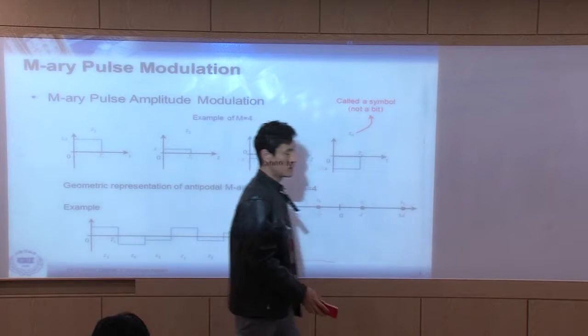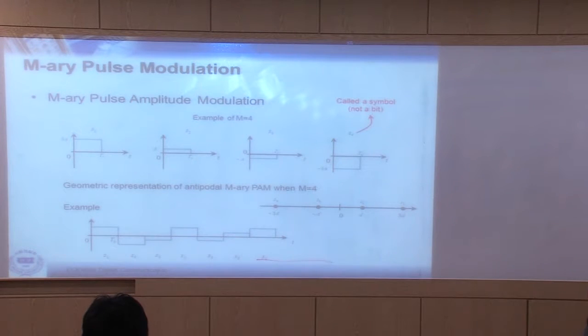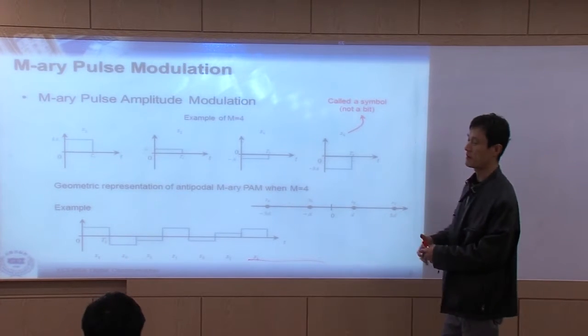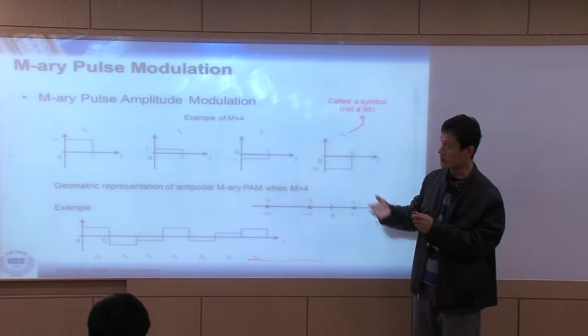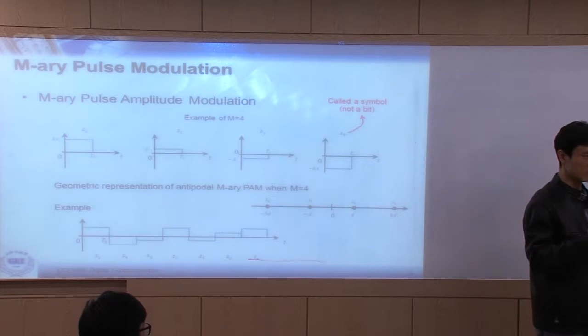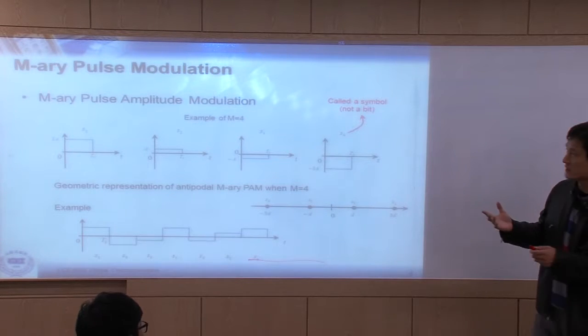Moving on to the next slide. This slide is an extension of the previous one. So far, what we learned is a binary case, maybe S1 and S2, only two cases. Now what we are talking about here is the general case, M-ary. We call this one M-ary.